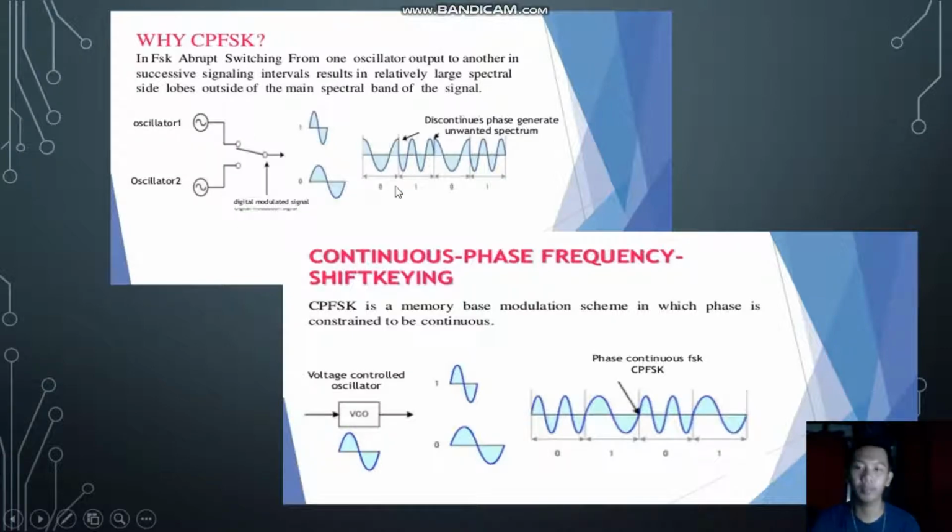So why CPFSK? Continuous phase frequency shift keying is a memory-based modulation scheme in which phase is constrained to be continuous. So at this point, we have here 1, 0, phase continuous FSK. So we have here a sinusoidal wave, continuous, unlike the other one, which has a discontinuity at this point. In CPFSK, the signal is continuous as shown in the figure.